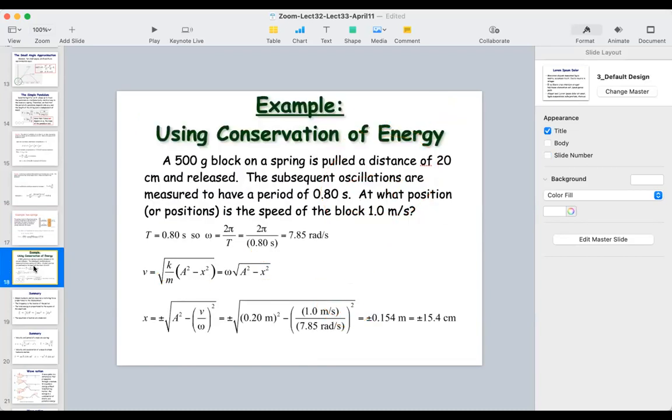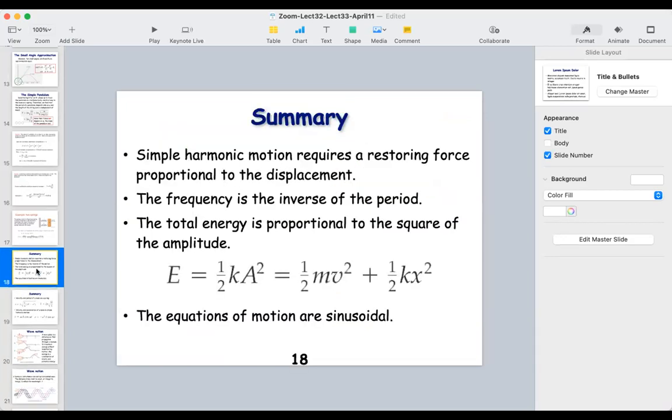Okay. Didn't we do that already? Yes, we did that already. So I can remove this.